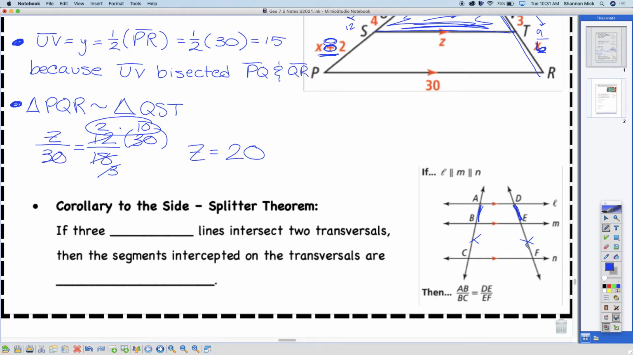Okay, so in words, corollary to the side splitter theorem: if three parallel lines intersect two transversals, which are lines that go across them, correct? Then the segments intersected on the transversals are, guess what? Proportional.